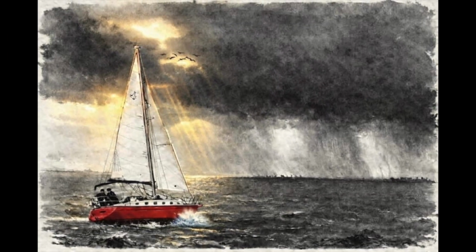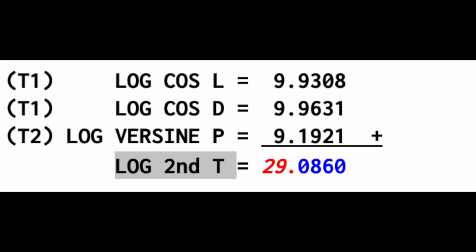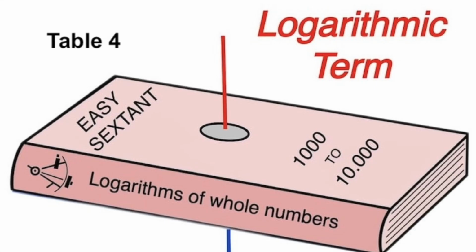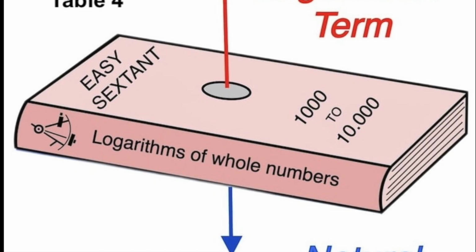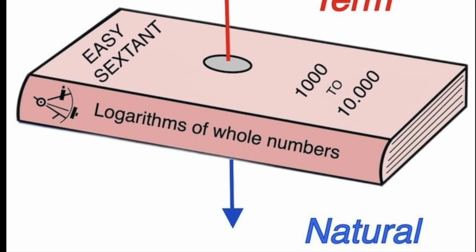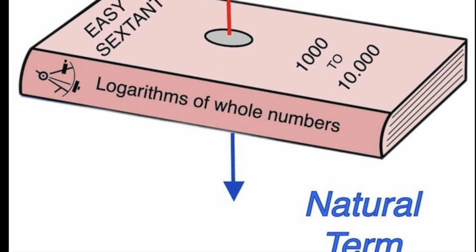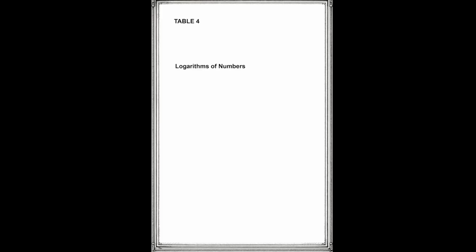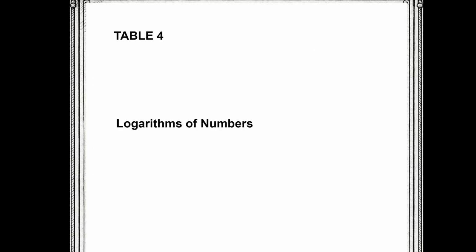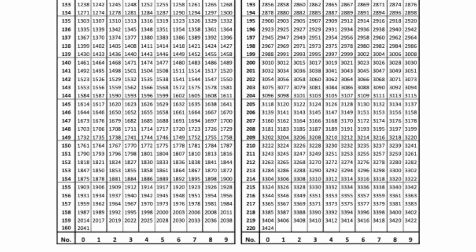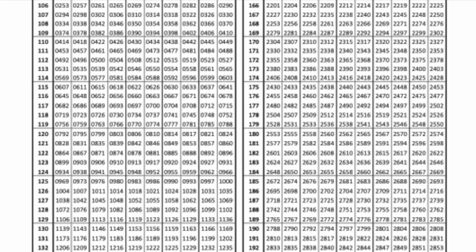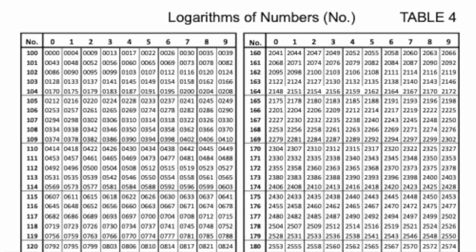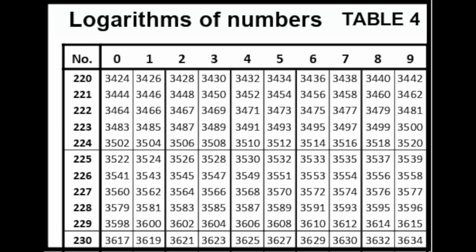With the help of Tables 1 and 2, we transformed natural numbers into logarithmic numbers. After that, we must convert the logarithmic value back into a natural number, and for this we use Table 4, Logarithms of Numbers.